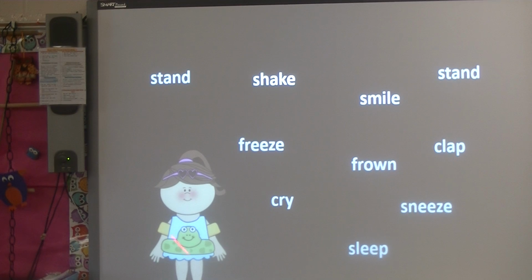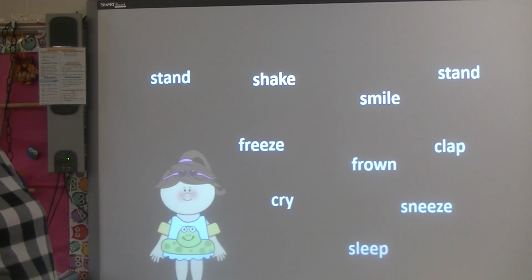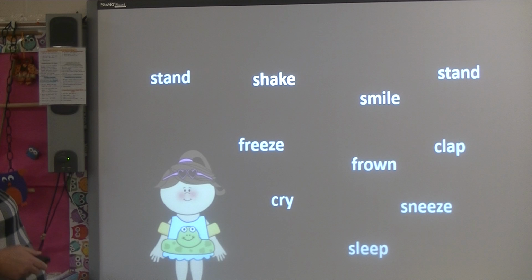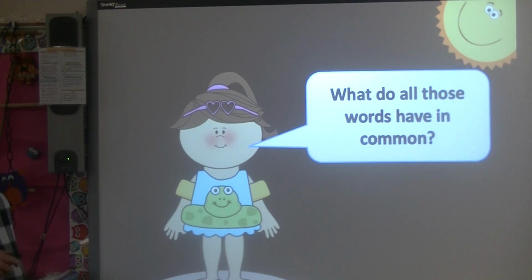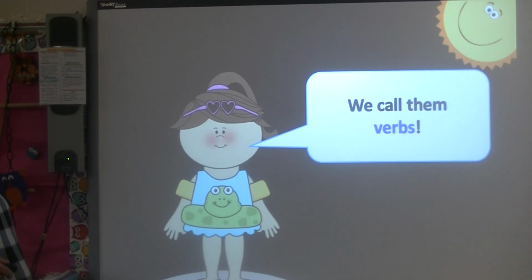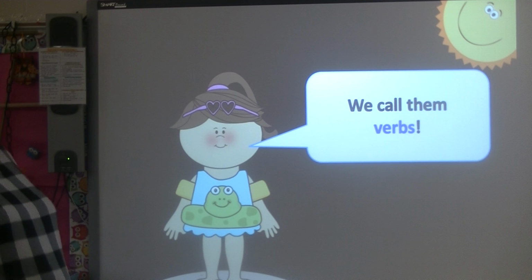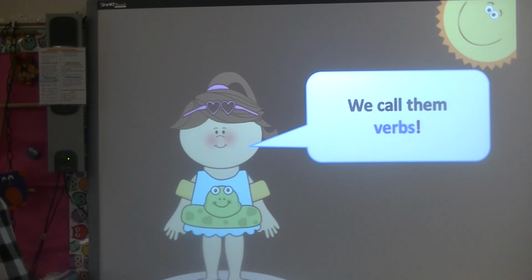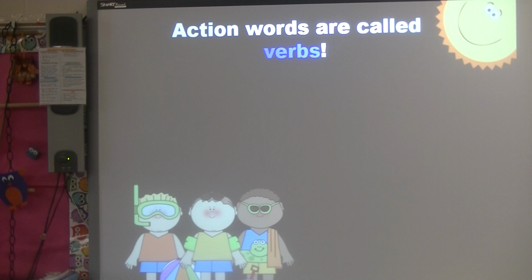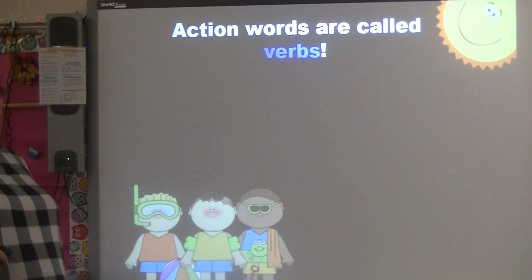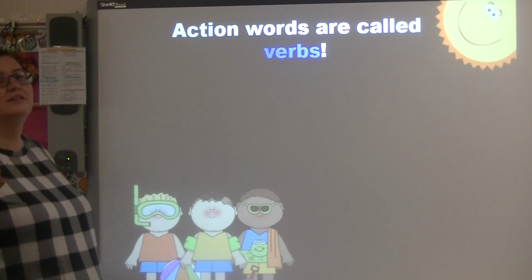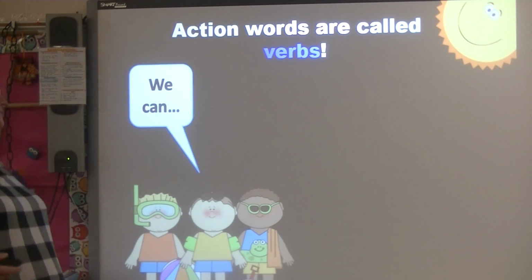All right, guys, all of these are what? Actions. It's something we can do. That's right. So all of these have in common, it's something we can do. They're action words. We call them verbs. Action words are called verbs. What do we call action words? Yes, we call them verbs.